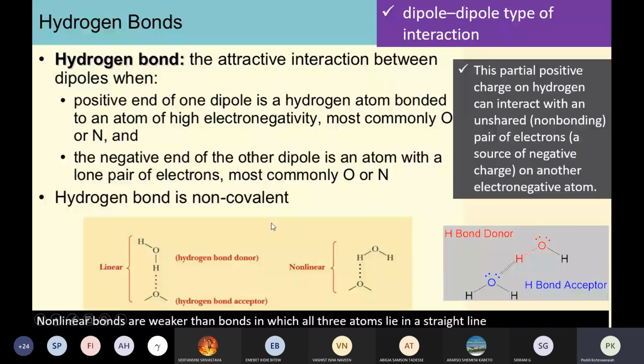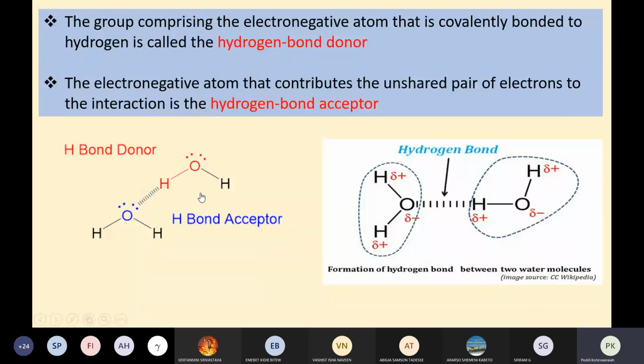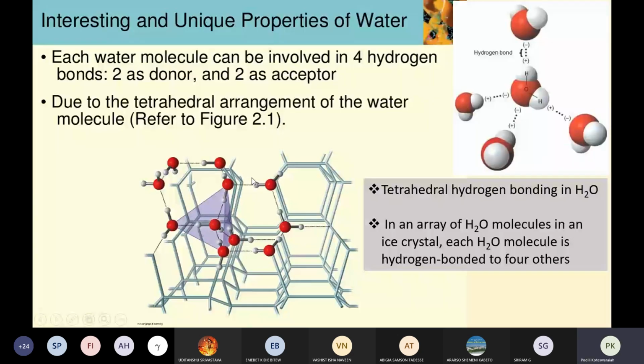You can see here, in a water molecule, these lone pair electrons present here serve as hydrogen bond acceptors, and this hydrogen serves as a hydrogen bond donor. That means a water molecule can serve as two hydrogen bond donors and two hydrogen bond acceptors. So each water molecule is involved in forming four hydrogen bonds. This is the first hydrogen bond, this is the second, and the third and fourth here. In this case, this water molecule is serving as two hydrogen bond donors and two hydrogen bond acceptors.